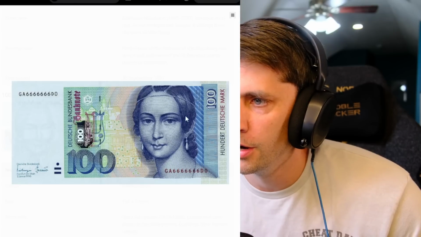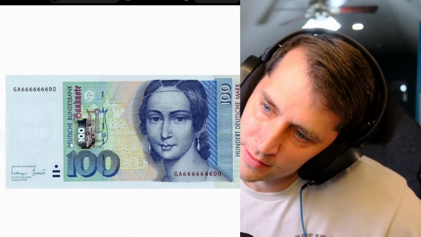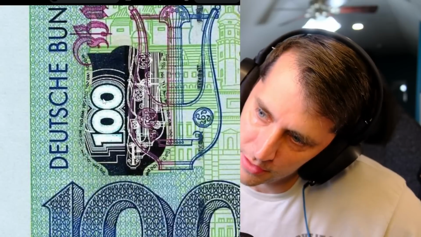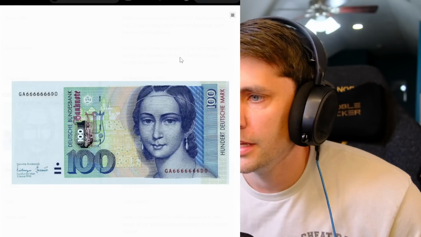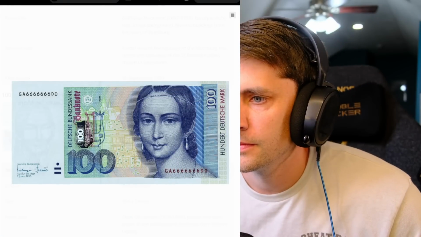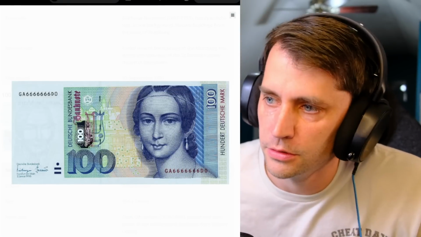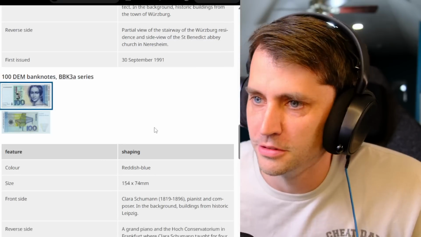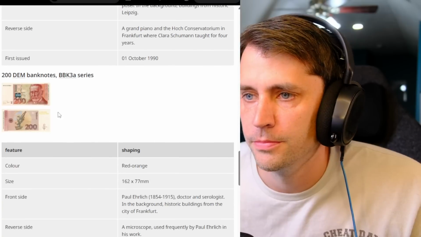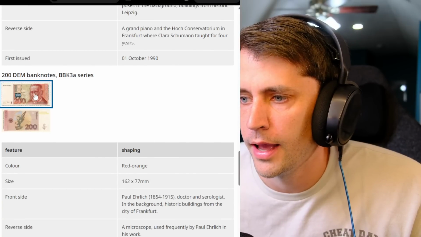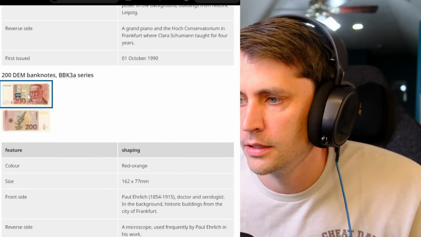Here's the 100. Interesting. This is kind of an interesting part of it. This 100. Whoa. Pretty fancy. Sorry if this is boring. I actually find this interesting. These are just really cool looking notes. Clara Schumann, a pianist. And this is Paul Ehrlich, a doctor.